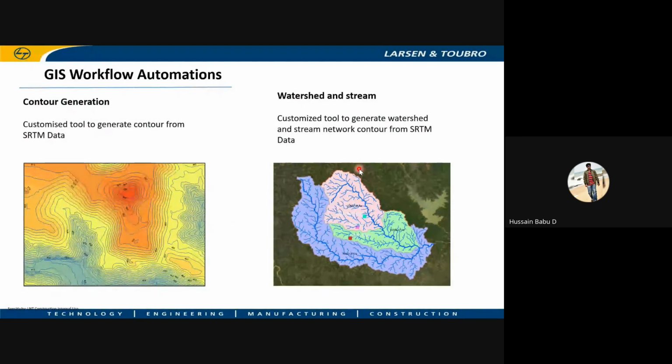So these are some of the workflow automations which we can do in GIS. For our tendering purposes, we often don't have survey records. In those cases, we use the satellite DEM to generate contours for initial tendering, and watershed and stream analysis to understand how much water will be discharged at a given place. This will be explained in detail by Guganesh in the next session, along with all the hydrological analysis.